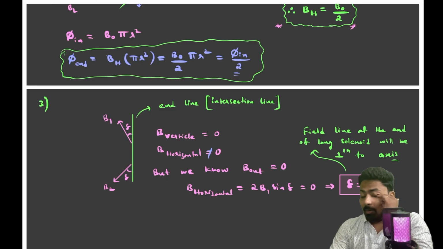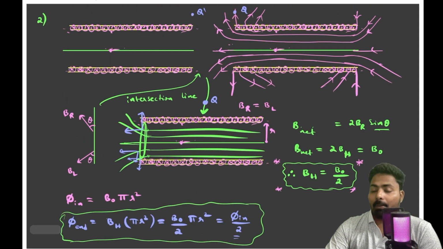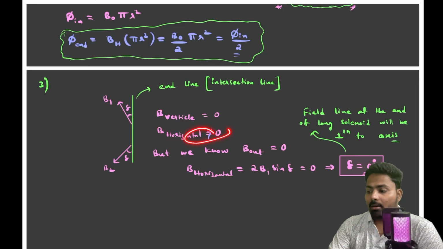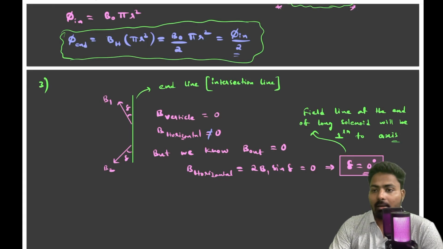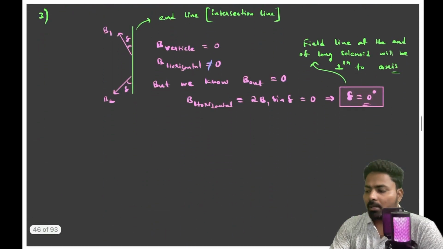Okay, so basically, by considering that, what if the magnetic fields at the end are not perpendicular? By taking that point, we have a contradiction, that the magnetic field is non-zero here. But we know the magnetic field outside for a long solenoid is zero. For that to happen, this gamma value should become zero. That means the magnetic field line at this end will be perpendicular to this axis. So I hope this third one is also clear for you.